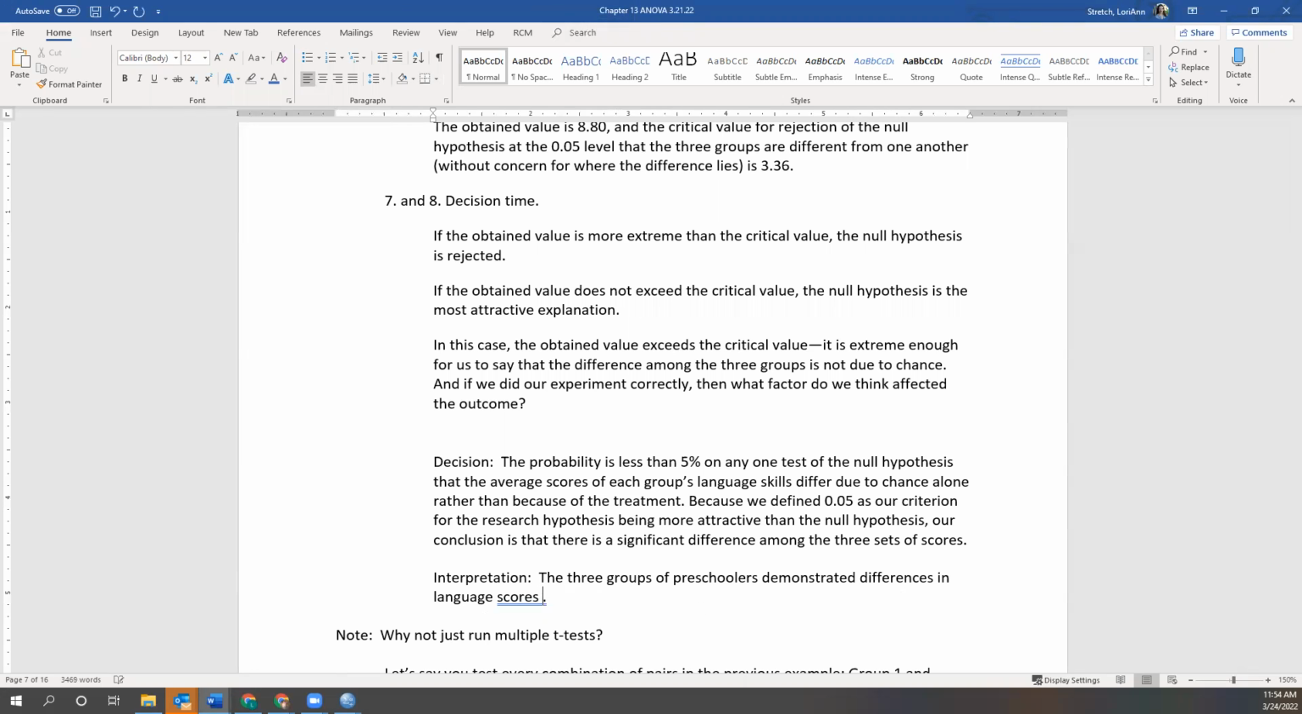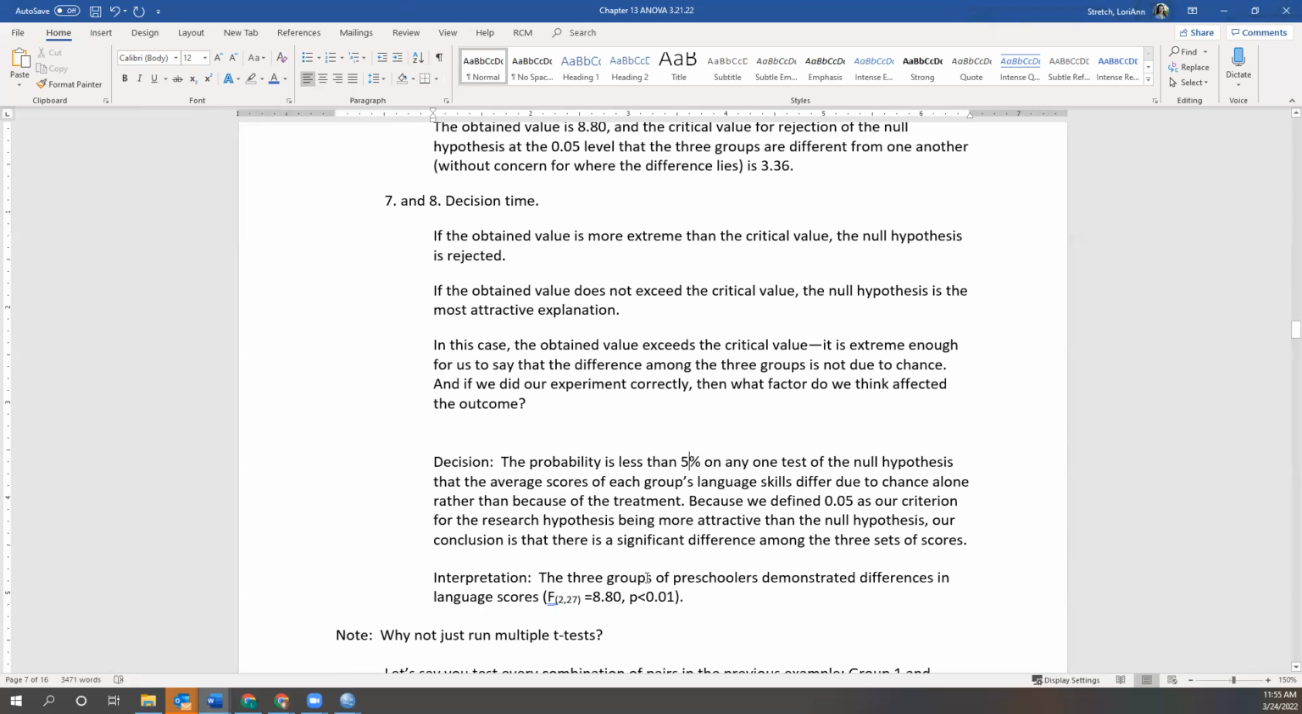And I would report that with my data, and I would put F, and then I would put 2,27 equals 8.80. And it would actually be accurate, like I said, to report it at 0.01. And there we go. I would subscript just this part. So I'm going to subscript that part because that's my degrees of freedom.